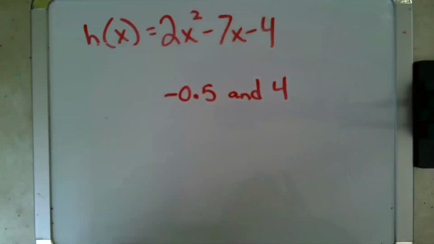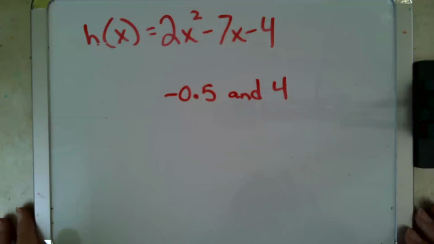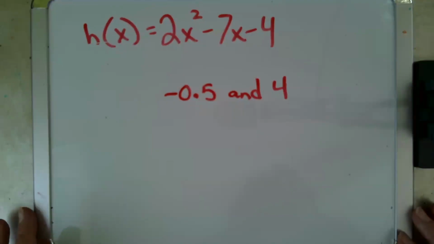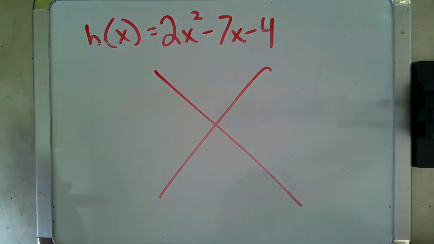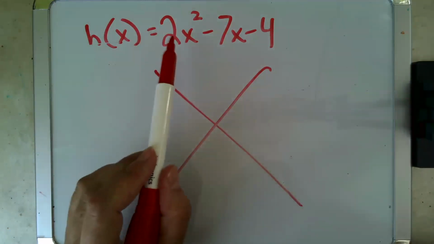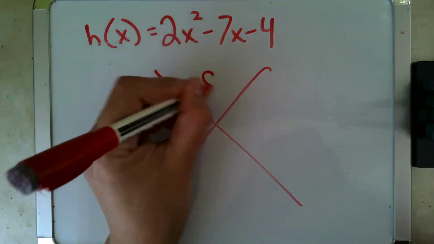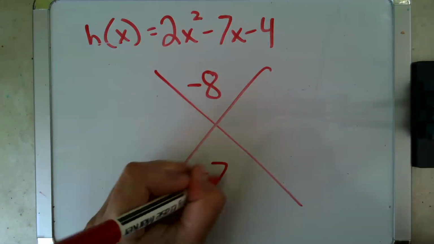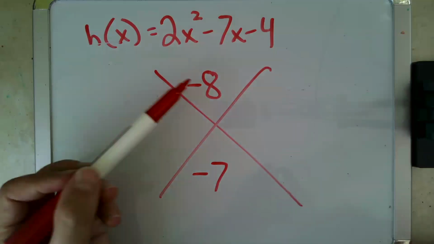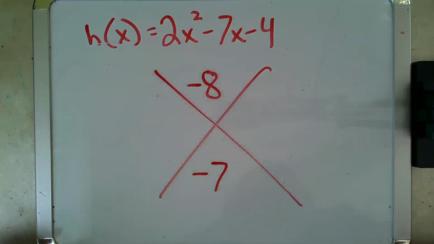standard form. Well, now it's time to factor. And you all know my favorite factoring method, the X method. If you've not seen the X method before, go check out one of these videos. Meanwhile, I'm going to blaze through this. What goes up top? A times C. That's -8. What goes down here? That's my B, -7. I'm asking myself the question, what multiplies to -8, adds to -7?